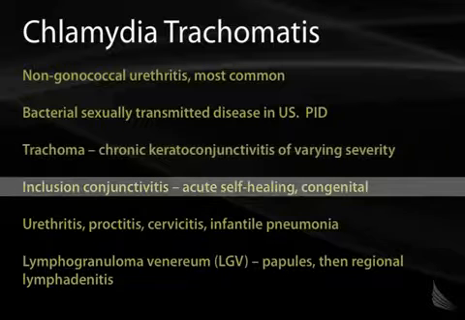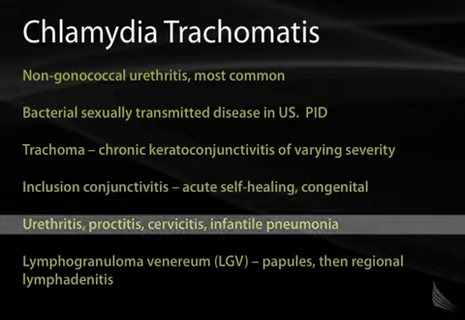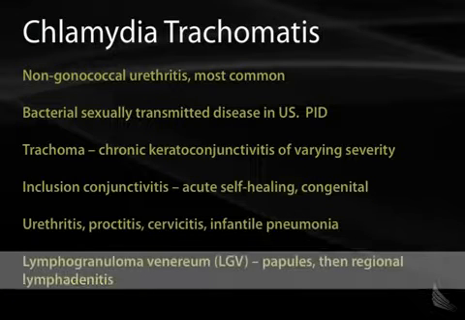Chlamydia trachomatis can cause inclusion conjunctivitis, which is usually acute, self-healing, and congenital. Serotypes D through K again. It's also a common cause of urethritis, proctitis, cervicitis, and infantile pneumonia. Finally, Chlamydia trachomatis can cause lymphogranuloma venereum, which is LGV, which is papules around the inguinal area, and then regional lymphadenitis. Serogroups L1, 2, and 3 are responsible for this.